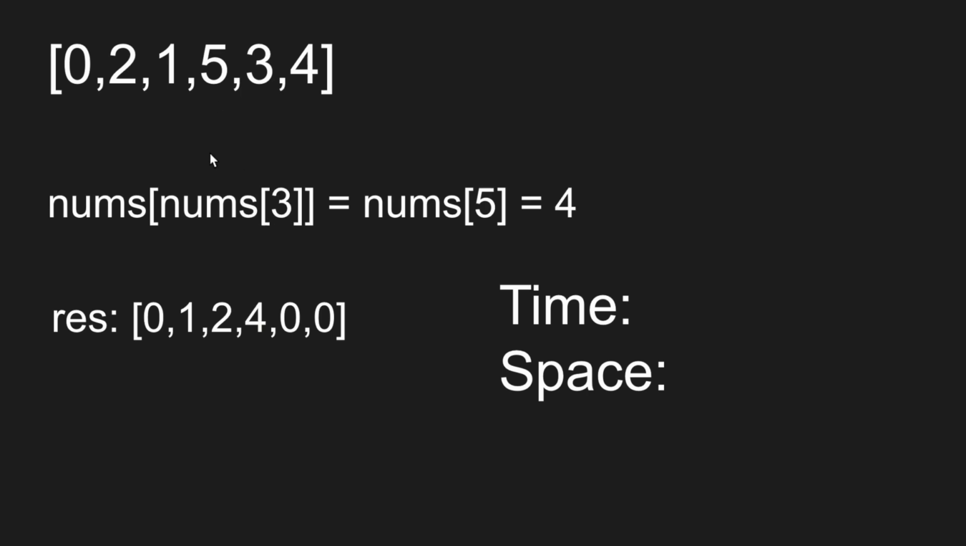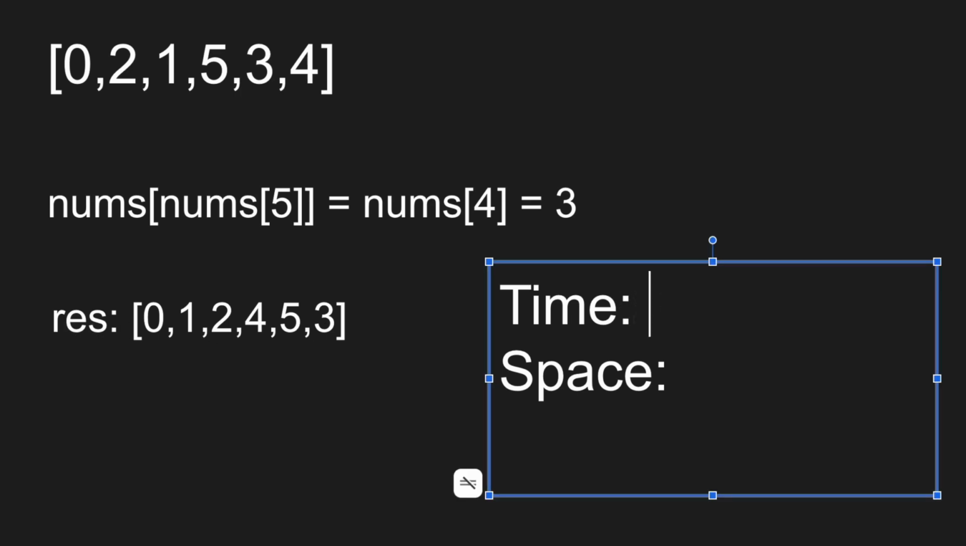Nums of 3 would be nums of 5, and nums of 5 is 4, so we put 4 at index 3. Nums of 4 would be nums of 3, and nums of 3 is 5, so we put 5 at index 4. And finally, nums of 5 would be nums of 4, and nums of 4 is 3, so we put 3 at index 5. Now that we are at the end, we can return this as our result.